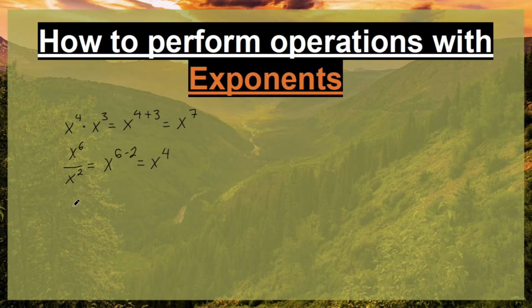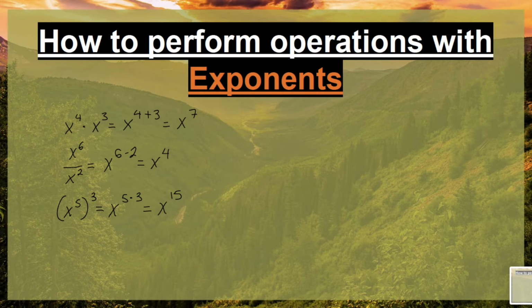If we had x raised to the power of 5 raised to the power of 3, we would need to multiply the two exponents to simplify. This would be x to the power of 5 times 3, or x to the power of 15.